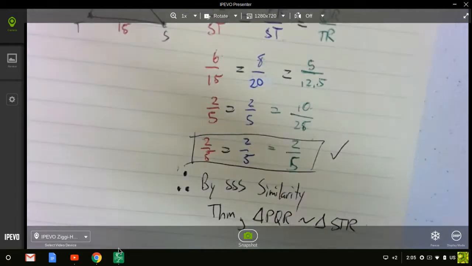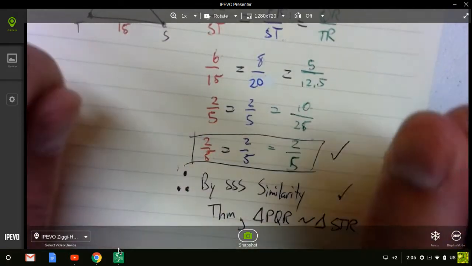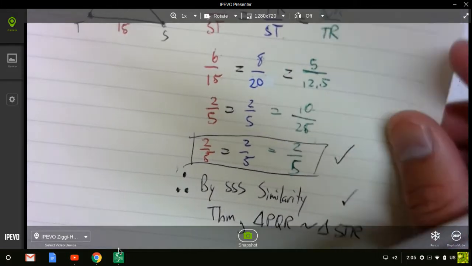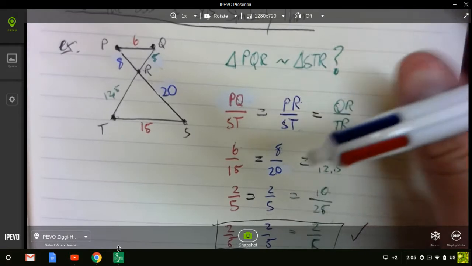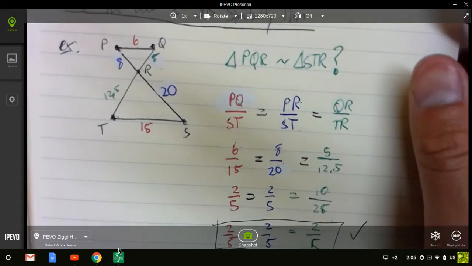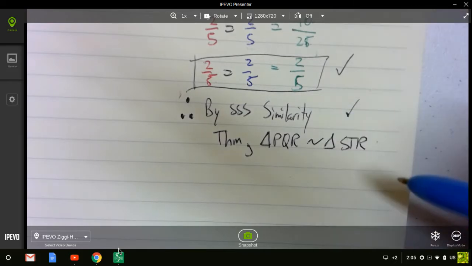But if you have a nice little statement, it's like a bow on your gift that you're giving to your teacher or whoever you're working for. When you're creating shapes and trying to prove shapes are similar to each other, you can say by the side-side-side similarity theorem that these two triangles are going to be similar.